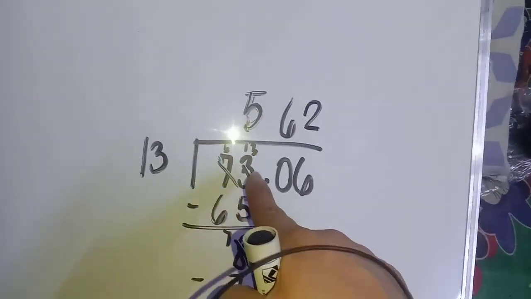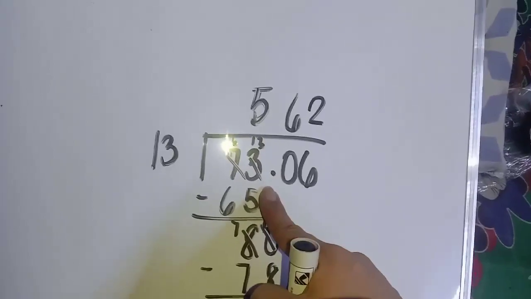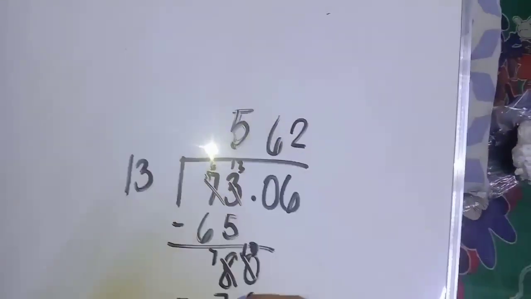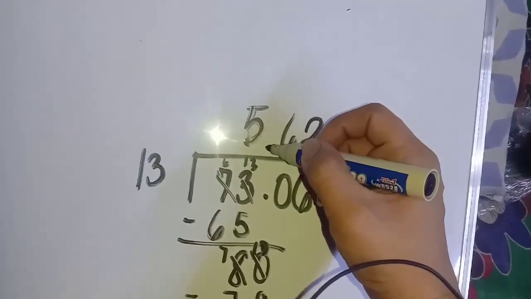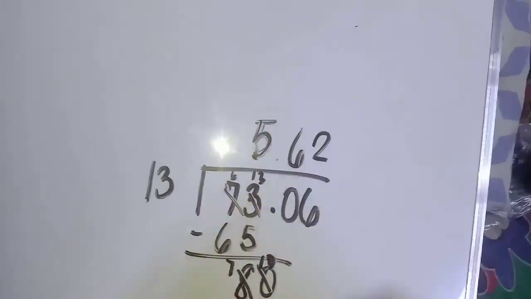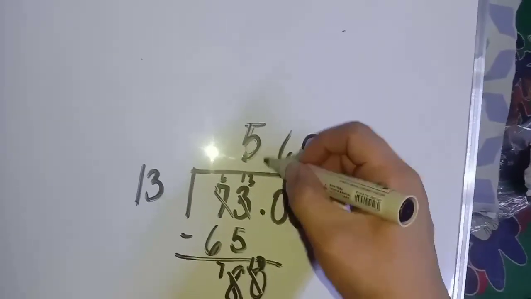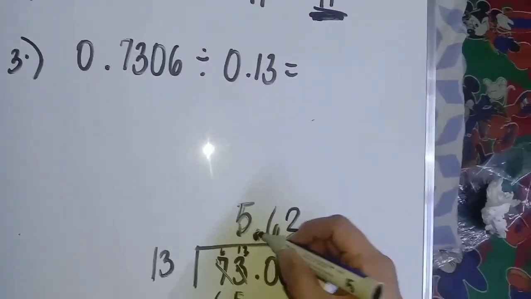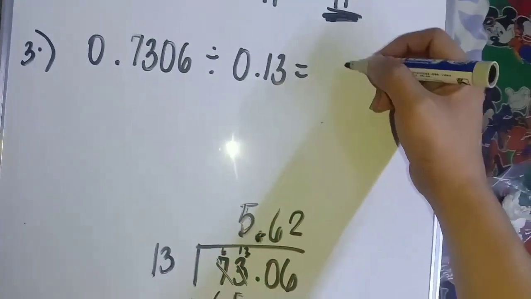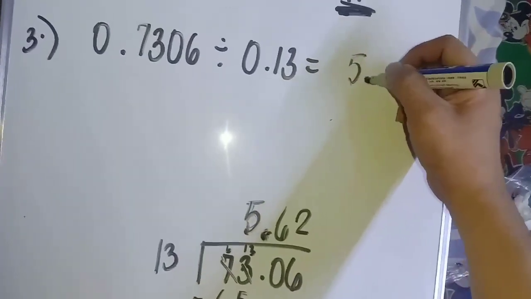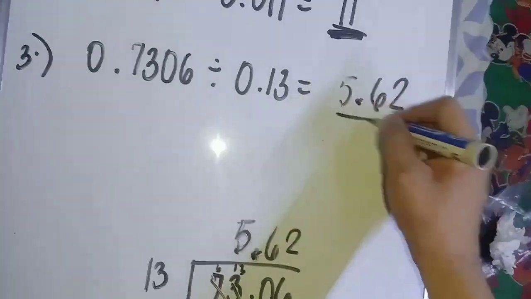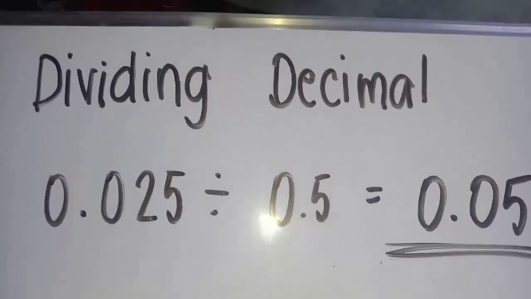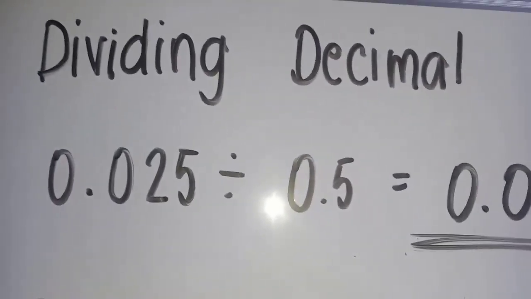Okay, wherever the location of your decimal point is, doon din yung magiging alignment ng ating quotient. So in this case, dito nakalagay dapat yung ating decimal point. Ayan, hindi na nasulat. Okay, so therefore, 0.7306 divided by 0.13 is equal to 5.62. Okay, so that's how we solve the decimal numbers when it comes to division.